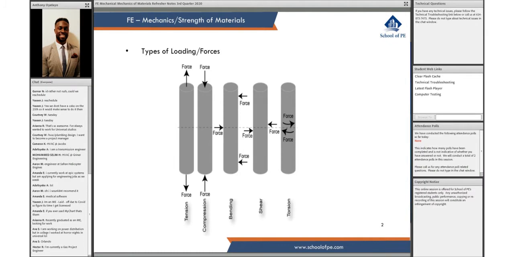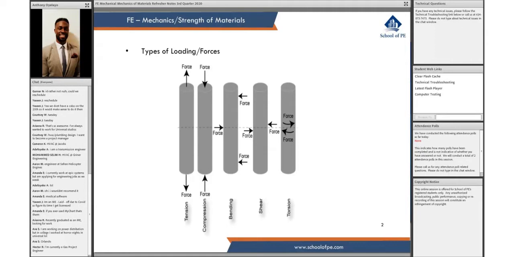All right, so for mechanical strength of materials, essentially the base of everything here are loads. There are various ways that loads are applied to different members. Here we're talking about tension, compression, bending, shear, and torsion. Pretty much all of these we're going to be touching on little by little as we go through the slides, and that includes the refresher and of course the workshop.